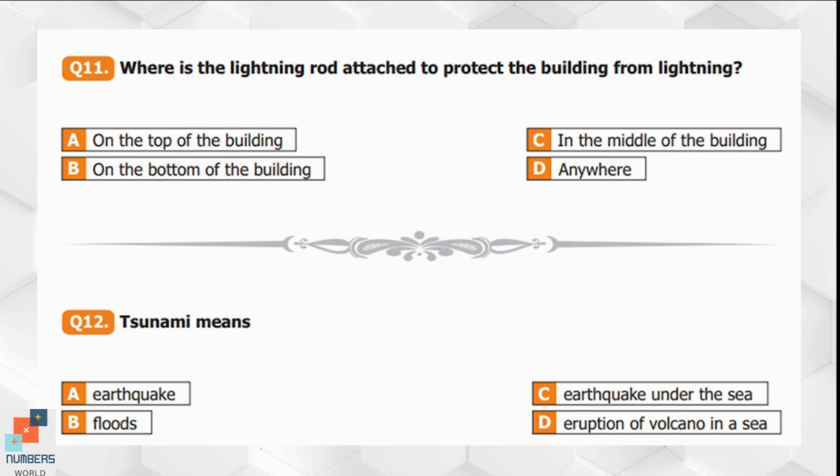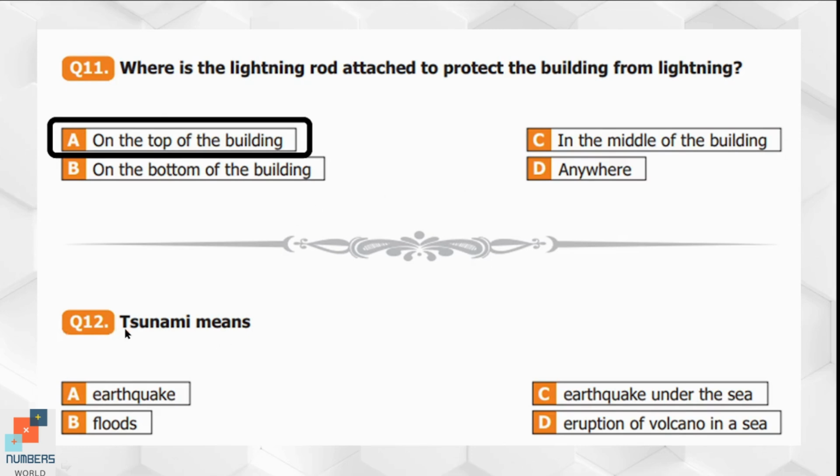highest point. So this helps protect the whole building. The rod gives the lightning a safe path to the ground, stopping it from causing damage. This keeps the building, electrical system and structure safe. Overall, it's safe to attach the lightning rod at the top of the building. So option A is the correct option here.